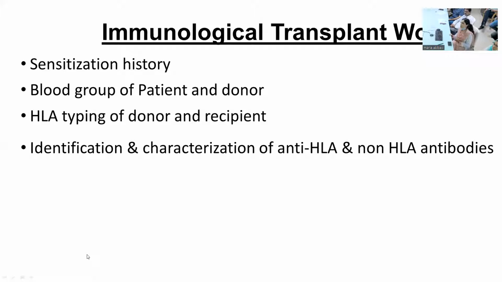Then comes the blood group of the patient and the donor. It is very important because blood group should be matched so as to avoid the hyperacute rejection. The blood group of the recipient and donor should be ABO compatible.